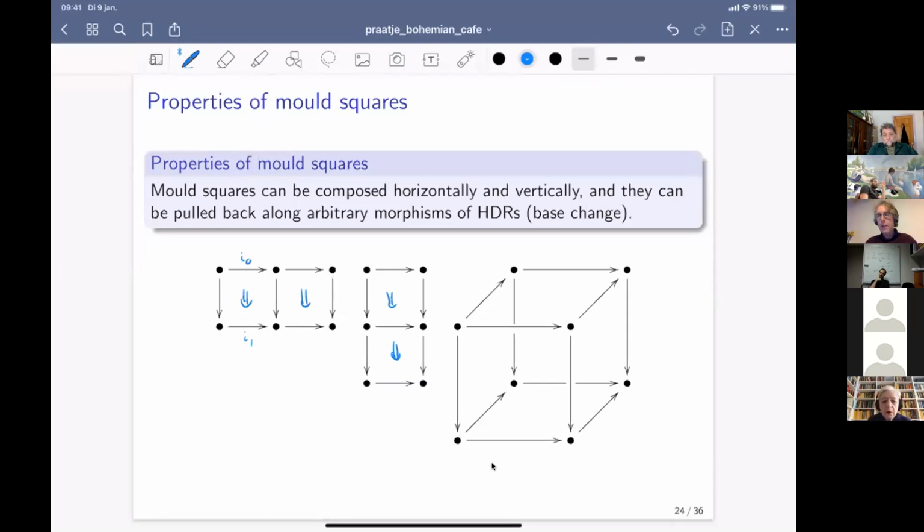And there is also a kind of base change property that they have. So if I have a mold square here at the back, and at the bottom I only have, let's say, a morphism of HDRs, I can pull this mold square back along this HDR at the bottom, and what I get is a front face, which is again a mold square. So actually there's a kind of triple category in which these mold squares live.